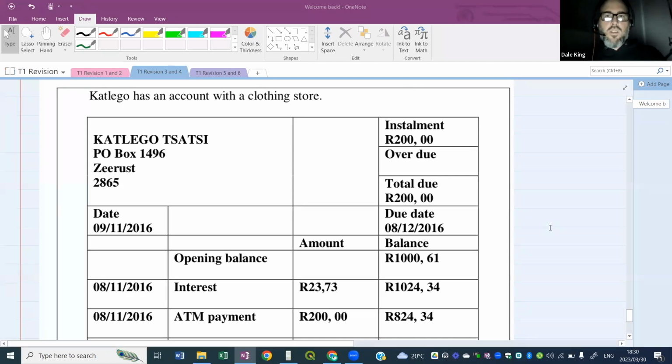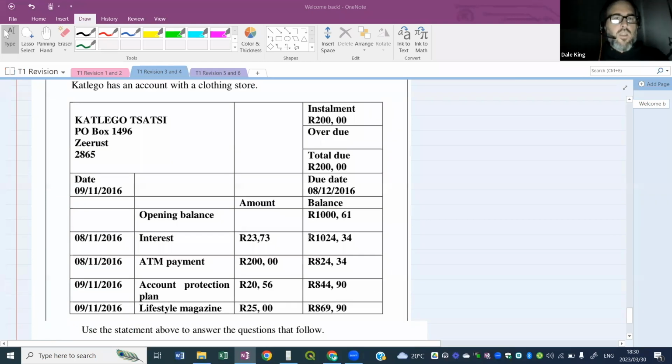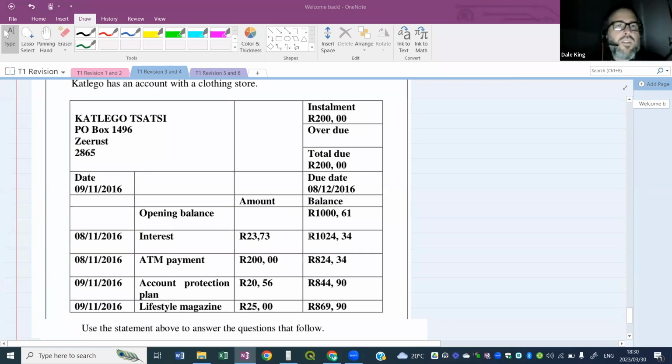Okay, so let's have a look at the statement. I'm going to zoom out a little bit here. All right, so let's interpret what we see here. We've got the person's name and their address. At the top right we have an installment that is due. Underneath there, overdue, which means you haven't paid, so within the overdue section, if you haven't paid anything in a while, you actually owe the store some money.